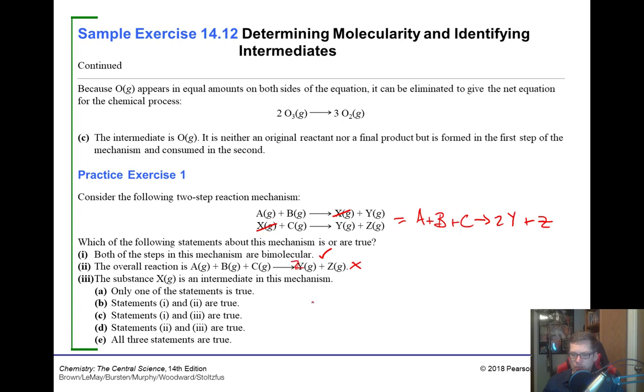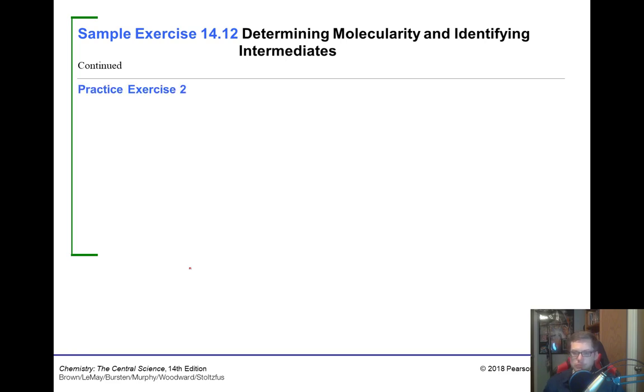Okay, and the substance X is an intermediate in this reaction. Well, an intermediate is something that we form in one step and use up in another. So yes. So 1 and 3 are true, so it's C. All right. Let's try this one here.